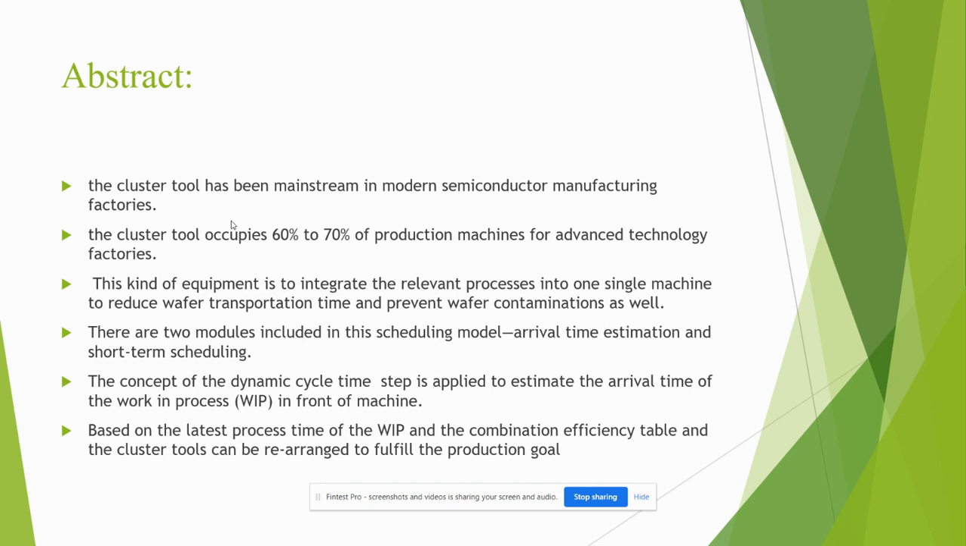There are two modules included: scheduling modules, arrival time and short-term scheduling. The concept of dynamic cycle time steps is applied to estimate the arrival time of work in process in front of the machine. Based on the latest process time, the work in process combination efficiency table and cluster tools can be rearranged to fulfill the production goals.